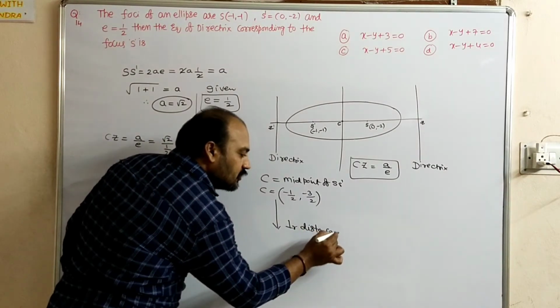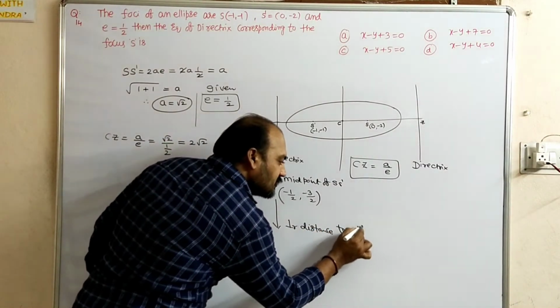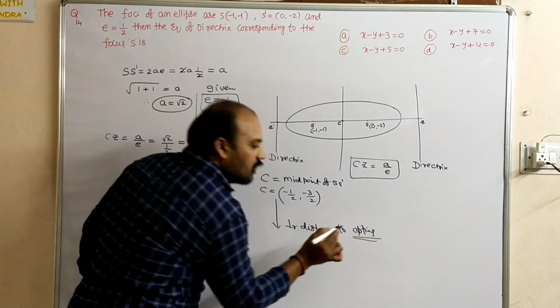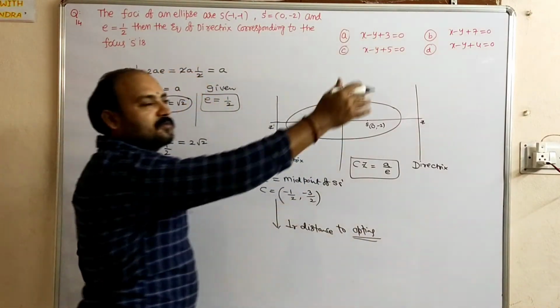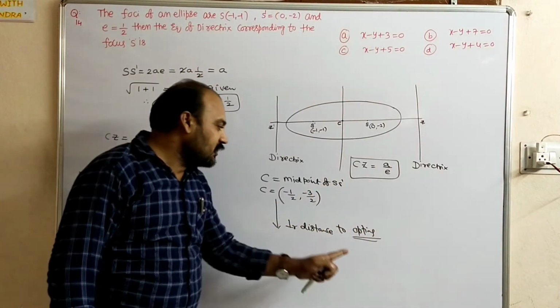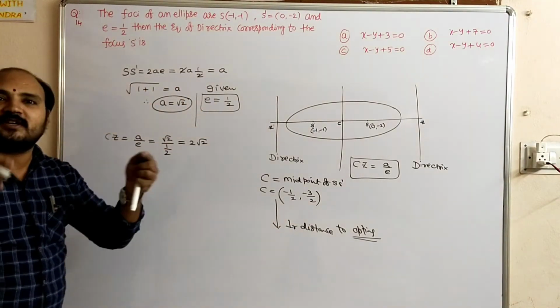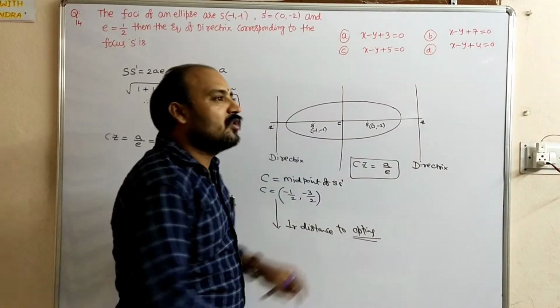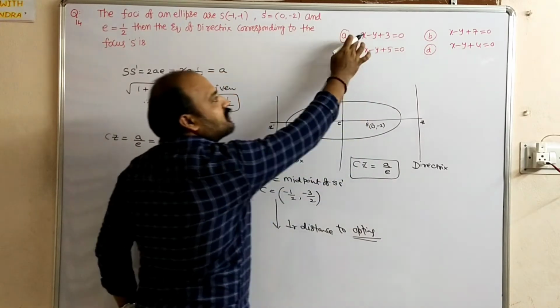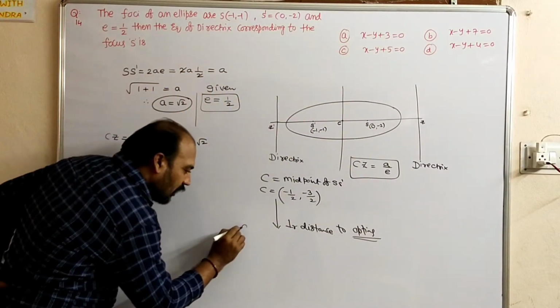Perpendicular distance to options. Four options are there, no? First option, second option, third option, fourth option. For which option the length is 2 root 2, that is our required directrix. From this center to the first option I am considering, and option verification.